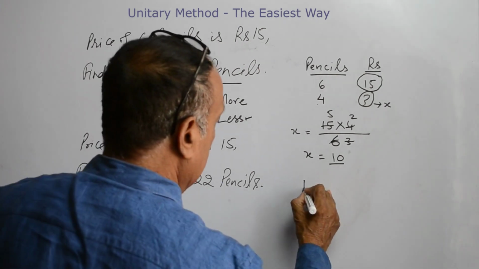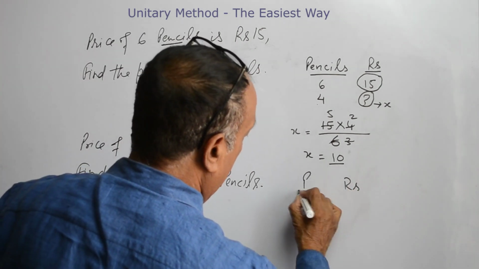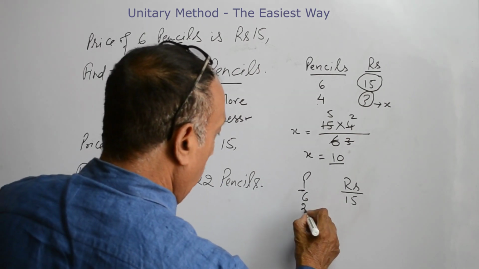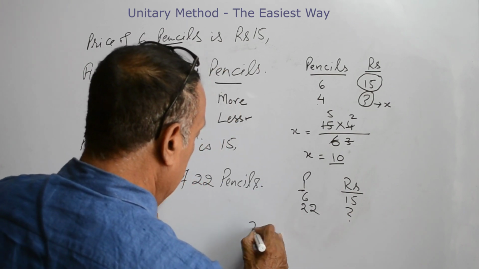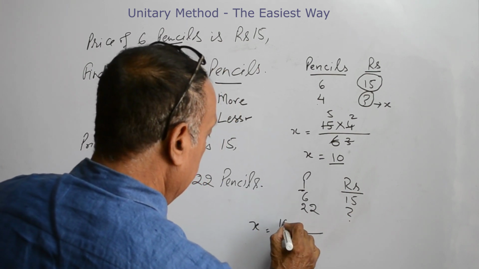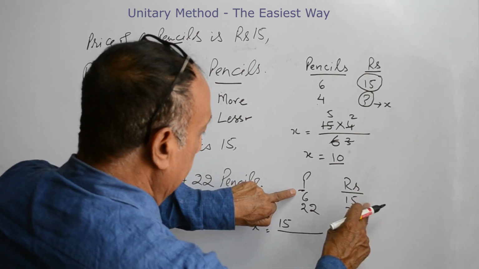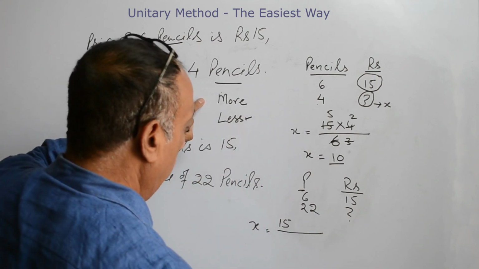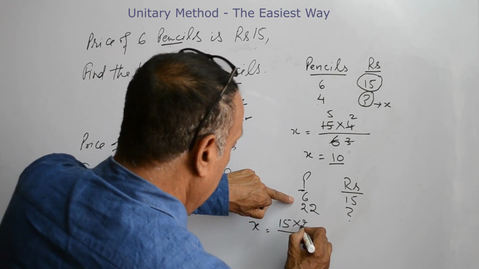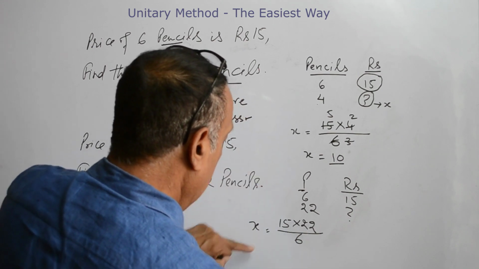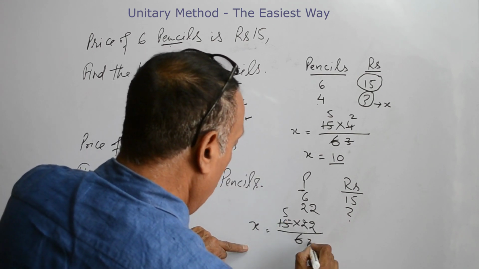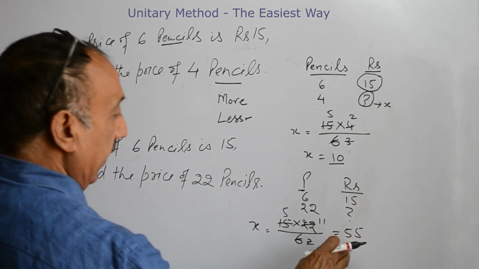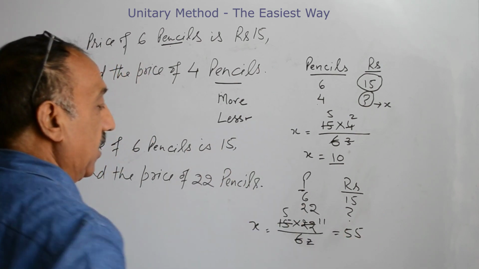Again, pencils and rupees. 6 pencils cost 15 rupees. 22 will cost how much? So x is equal to 15. Now 6 are costing 15. 22 will cost more. So the answer is more. If the answer is more, we have to multiply by the bigger number and divide by the smaller number. So 5 and 2 and 11. So 55 rupees will be the cost of 22 pencils.